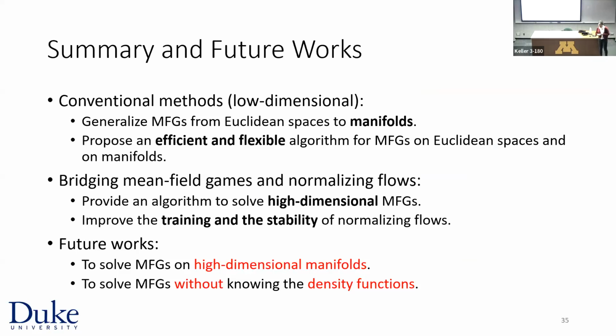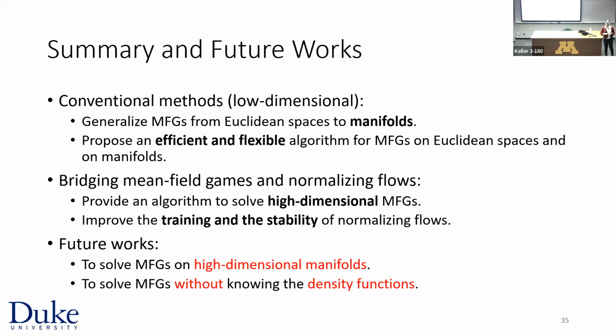So that is all I have for today. To summarize, we propose some numerical methods to solve mean-field games on the low-dimensional space, and with bridge mean-field games and normalizing flow. On the one direction, we can use normalizing flow to solve high-dimensional mean-field games, and on the other direction, we use mean-field game. We use the optimal transport cost to improve the training and stability of the normalizing flow.